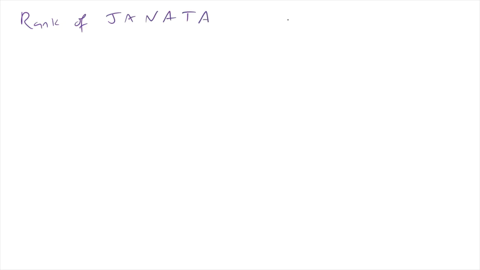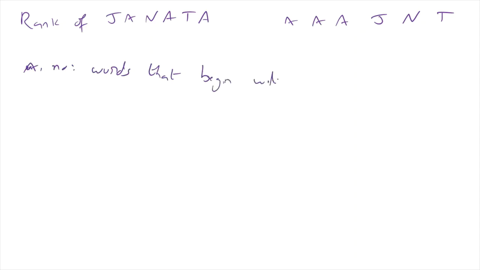First, you have to arrange all the letters in dictionary order: A, A, A, J, N, T. I can count the number of words that begin with A, because my Janata starts with J. So before J, I can count all the words that begin with A. If I fill the first blank with A, then I will have 5 blanks left, and I will have 2 A's, 1 J, 1 N and 1 T. I can arrange these 5 letters in these 5 blanks in 5 factorial upon 2 factorial ways because there are 2 A's which are identical. I have fixed this A, so I should not divide it by 3 factorial.